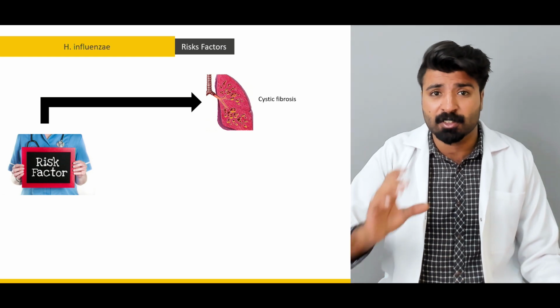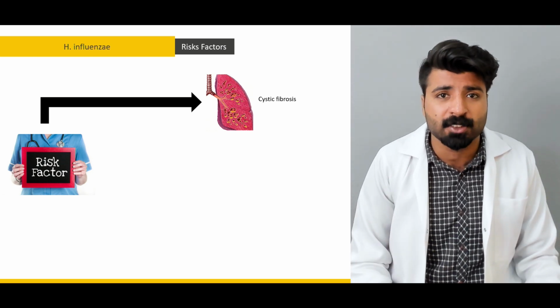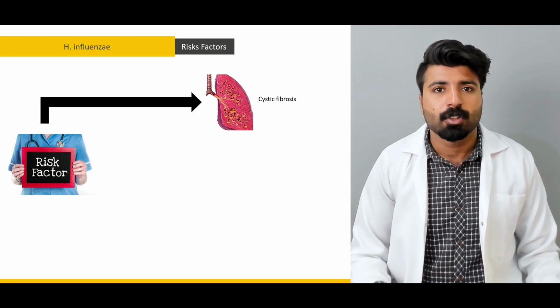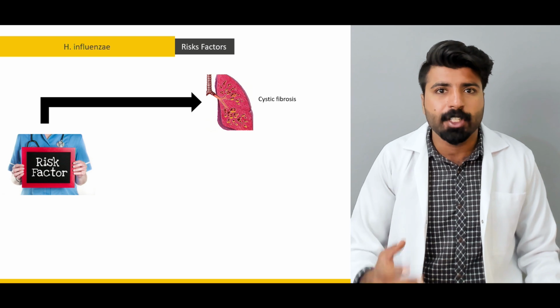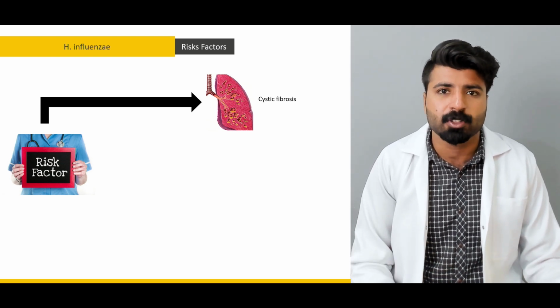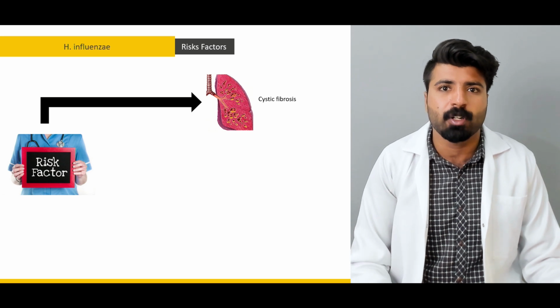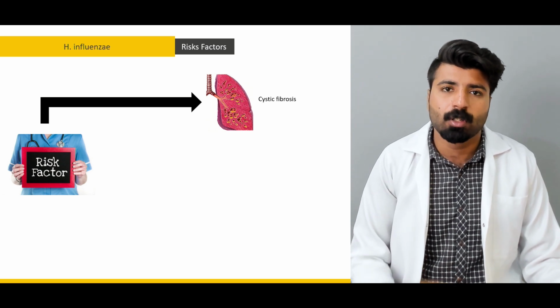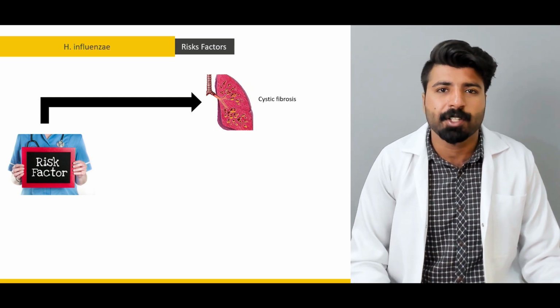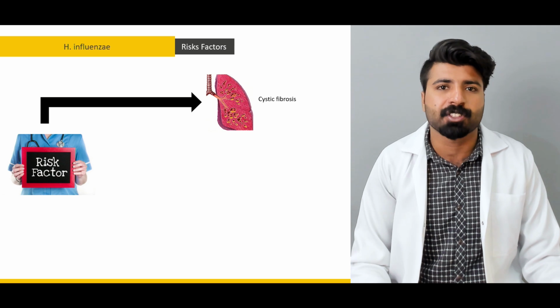So if a patient is already suffering from cystic fibrosis, that person's immune system is already down. Those lungs are already down because of increased mucus production. What happens in cystic fibrosis? Increased mucus is produced. Your lungs are not even mature enough. So those patients are at higher risk for H influenza to come in, to barge in and cause the infection.